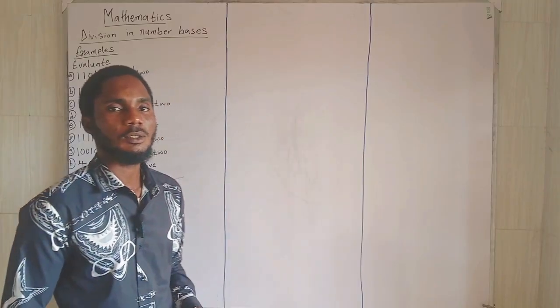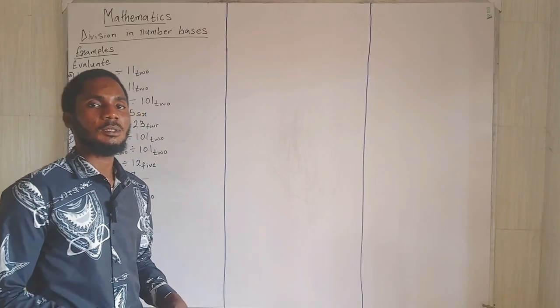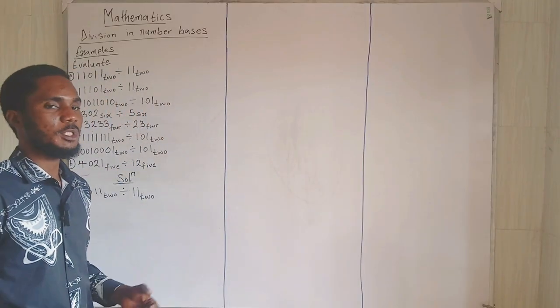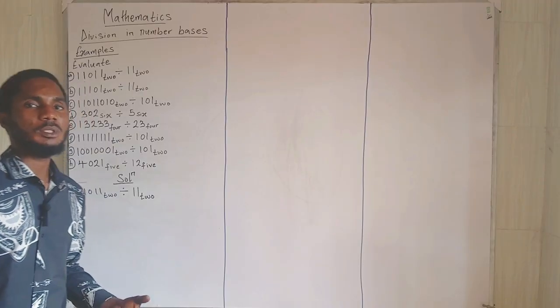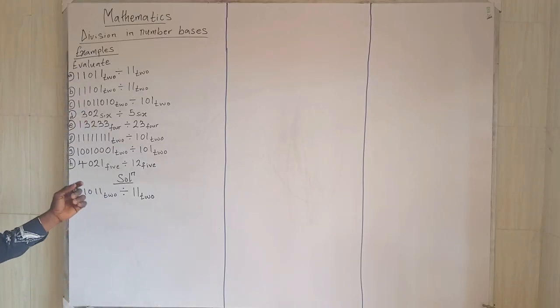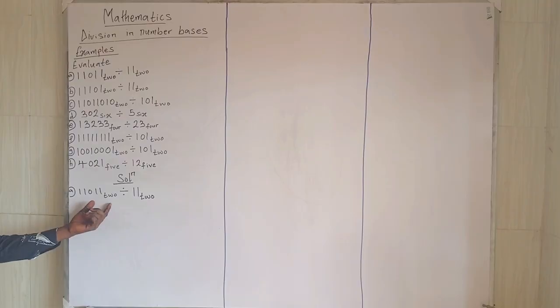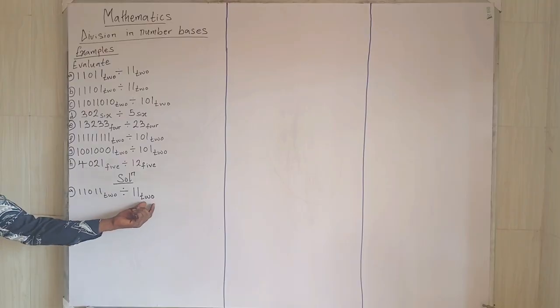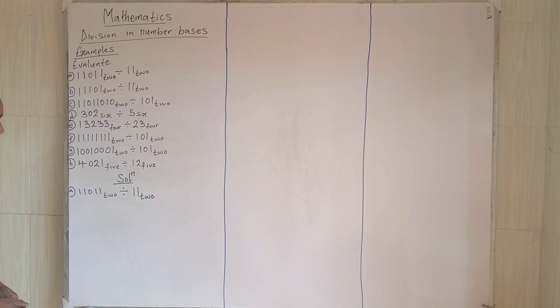In our last class, we discussed the operations of number bases: addition, subtraction, and multiplication. In today's class, we continue from there to discuss division in number bases. How are we going to divide two numbers of the same base? For example, we have 11011 base 2 divided by 11 base 2. To carry out this operation, we use long division.